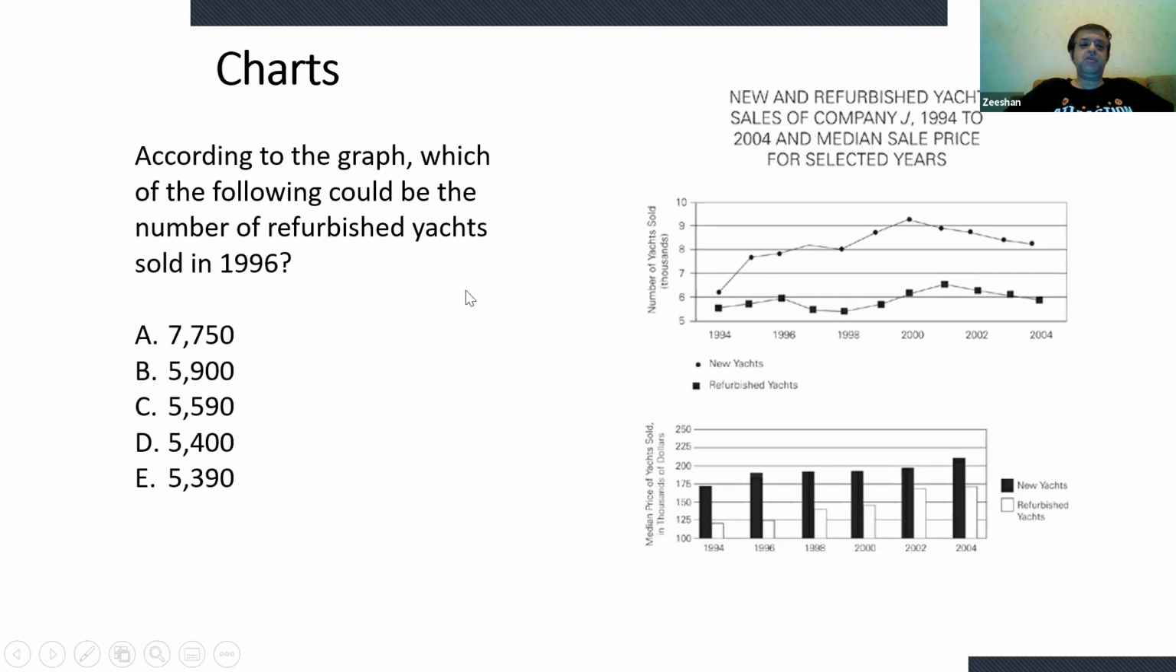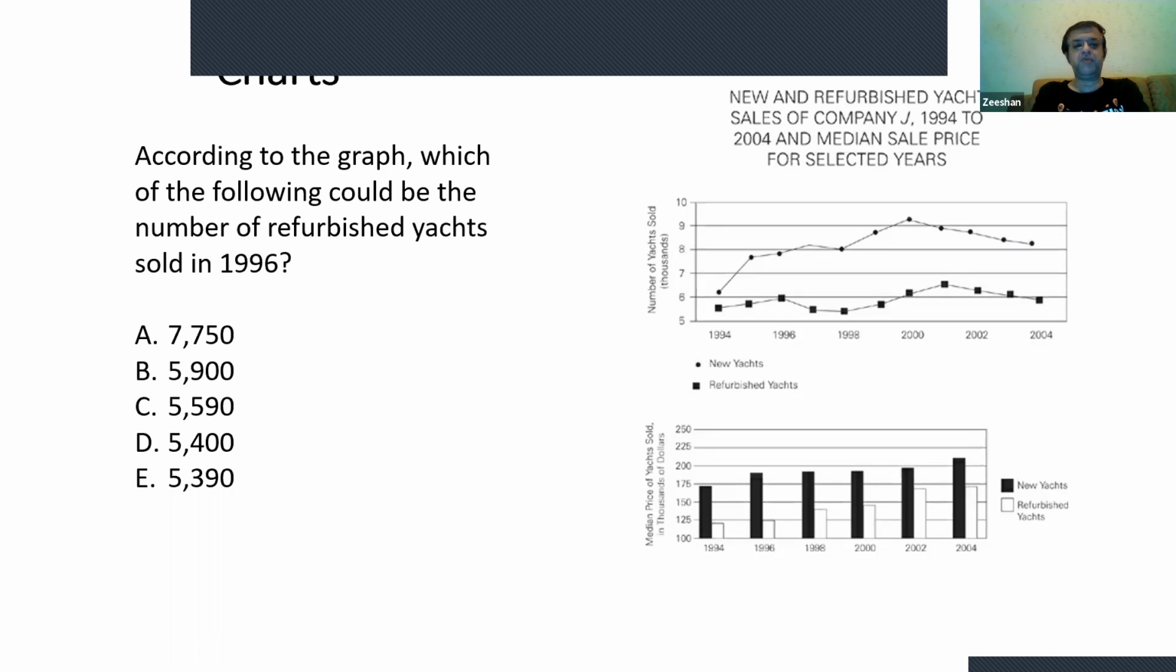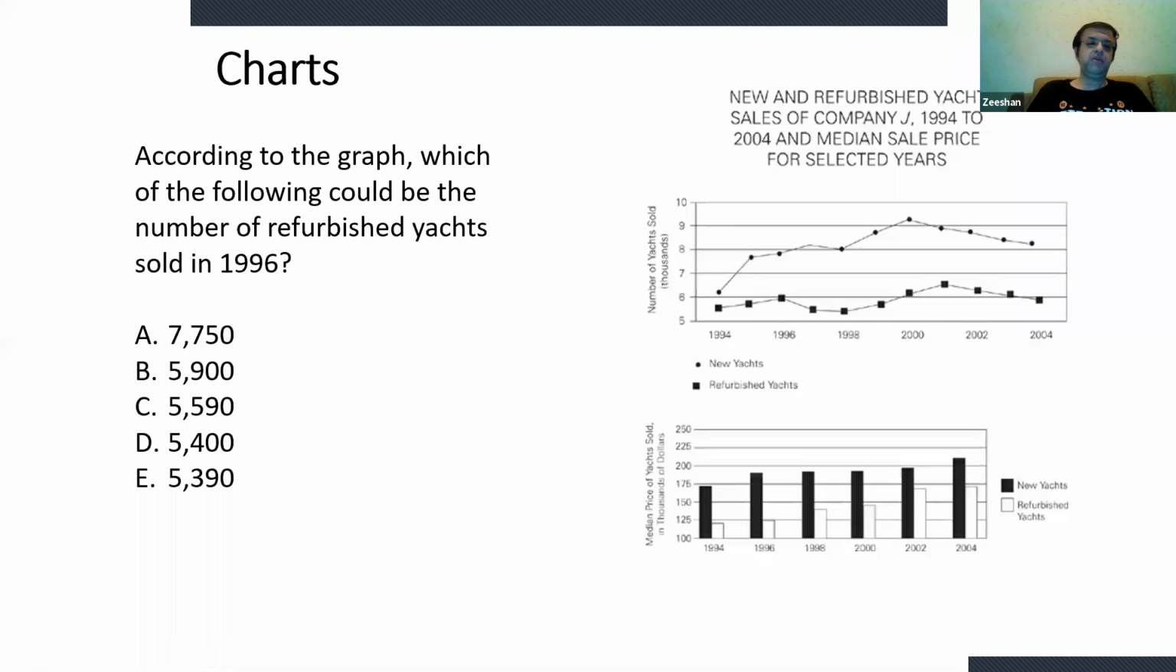Okay, and which year sale do we need to look at? 1996. If you look at 1996 sales, number of yachts, it gives you a figure that is a little less than 6. But if you look at the y-axis, it says these are number of yachts sold in thousands. So our answer is going to be a little less than 6,000. Looking at the answer choices, which answer choice is a little less than 6,000? The closest answer that we have is 5,900, answer choice B. So we are going to select answer choice B here.